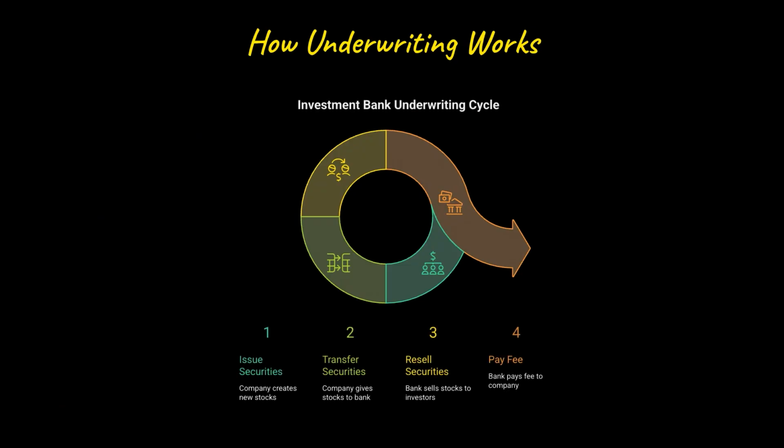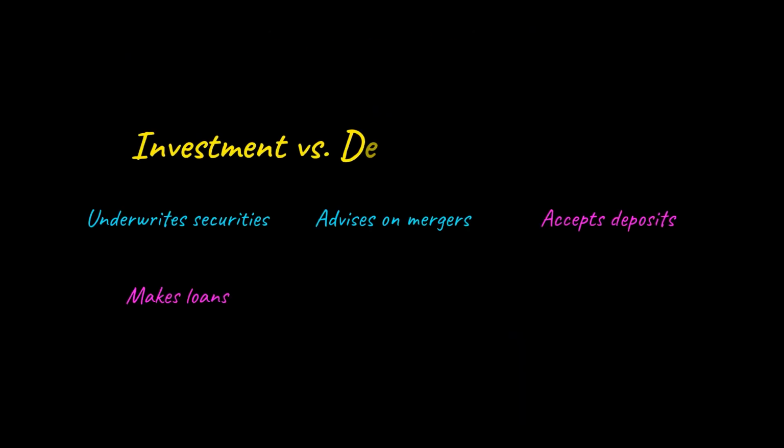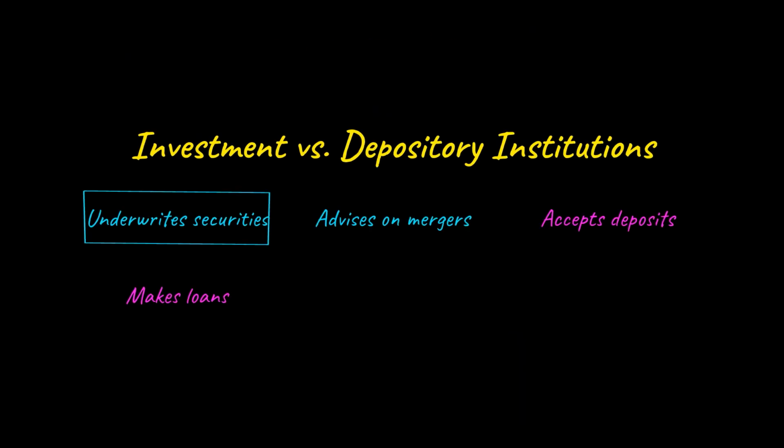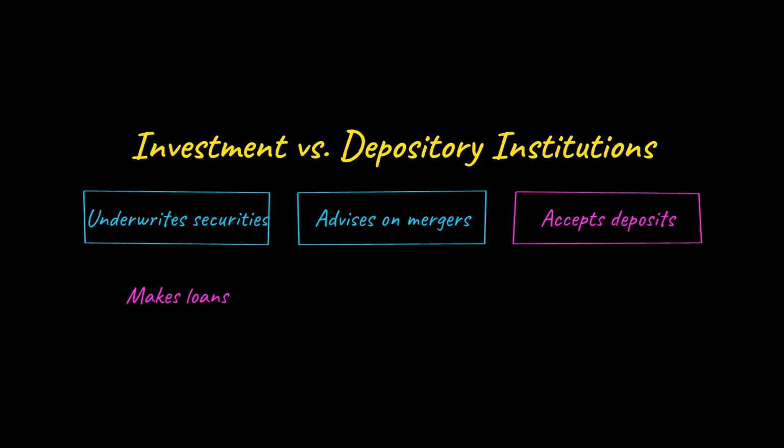Mechanically, underwriting works like this. The investment bank buys newly issued securities directly from the company and resells them to investors. The bank earns a fee, typically a percentage of the capital raised, rather than earning an interest spread like a deposit-taking institution would. The key distinction is core business. Investment institutions underwrite securities and advise on transactions. Depository institutions accept deposits and make loans. If a scenario describes either of the first two activities, you are looking at an investment institution.